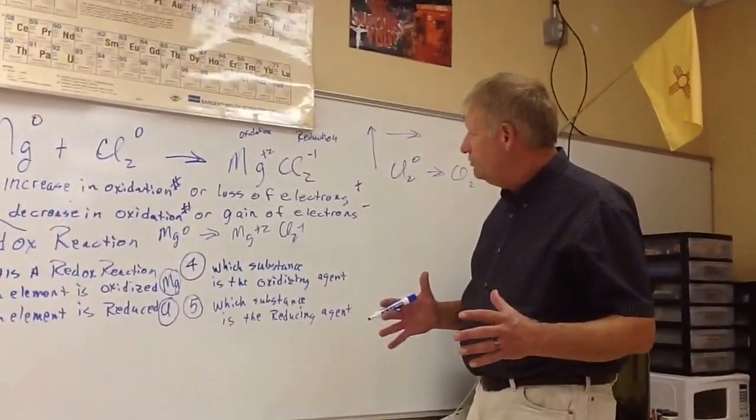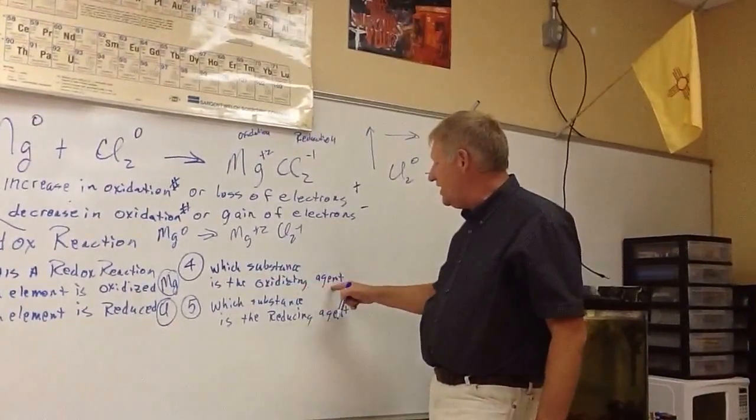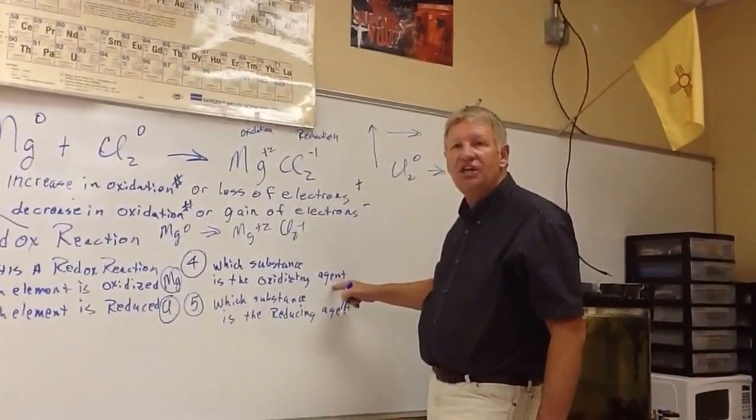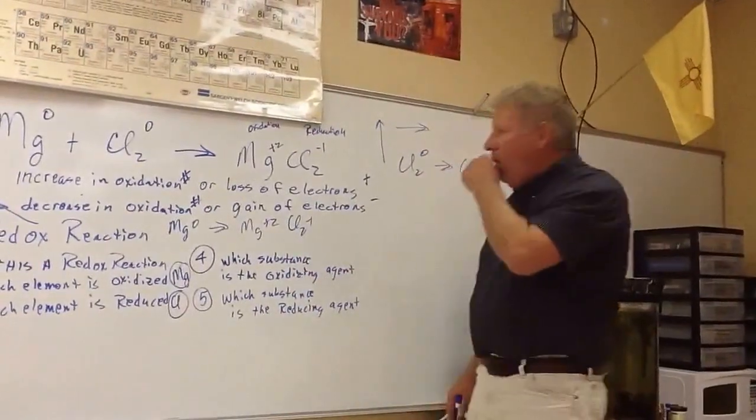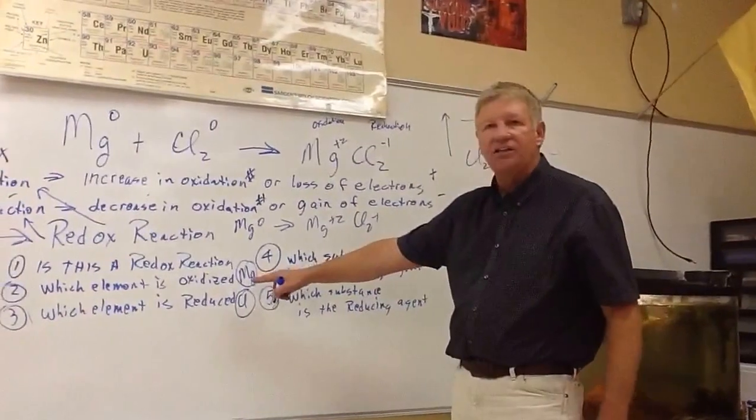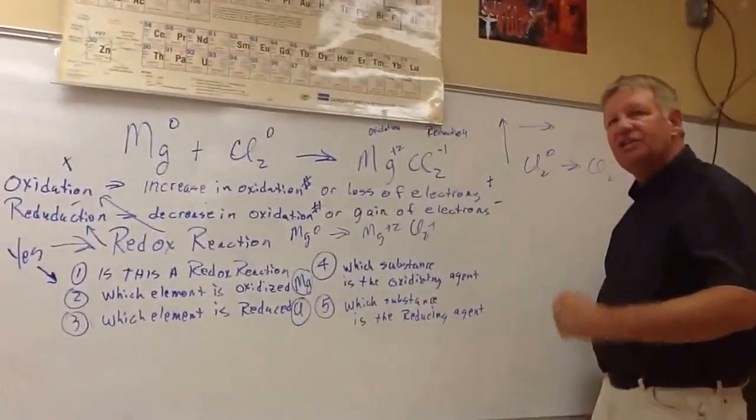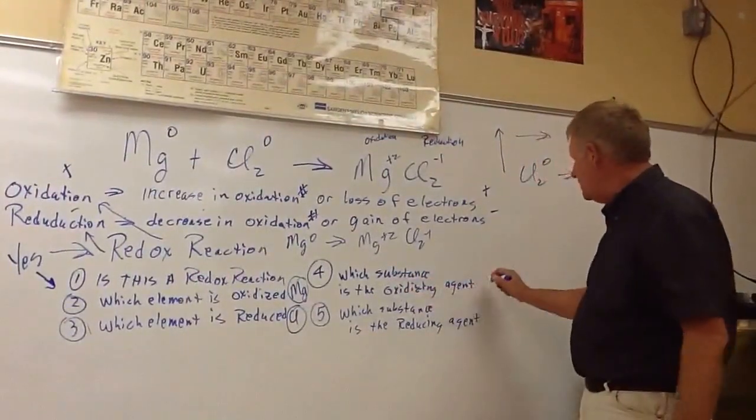Now, then we're going to turn around and ask you a real simple question that sounds hard, but it's pretty easy because we're just going to reverse them. Which substance is the oxidizing agent? The agent is the one that makes that one do that. So the oxidizing agent is not the one that's oxidized, it's the reducing agent that made it be oxidized, so we reverse them.